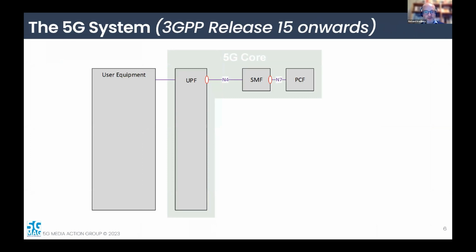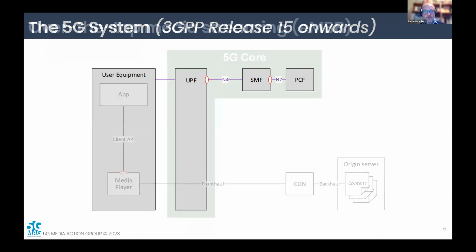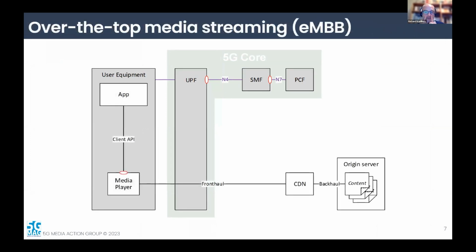And the reason I'm showing those is because the 3GPP. Oh, sorry, I beg your pardon. I need to show you this first. This is kind of general over-the-top streaming. So you've got CDN at the bottom there, and some origin server delivering to a media player under app control. So that's kind of best effort over the user plane function.